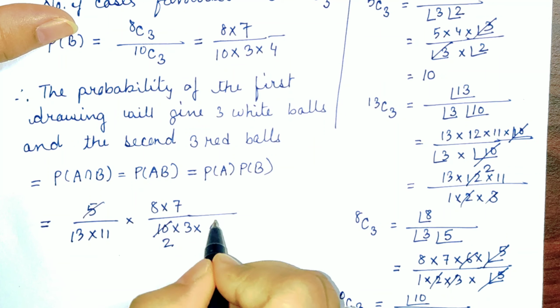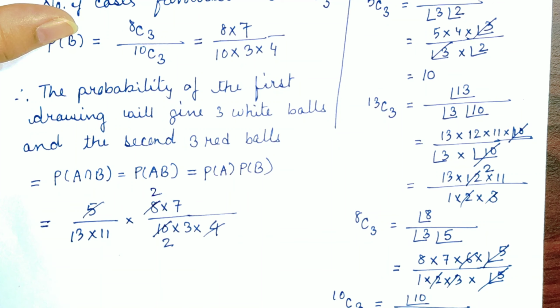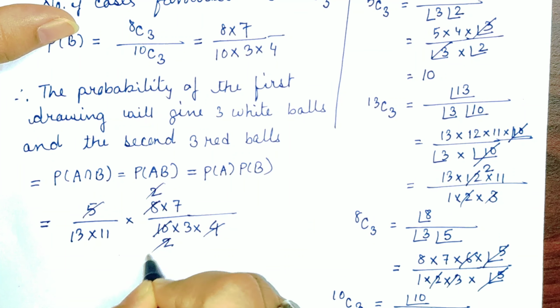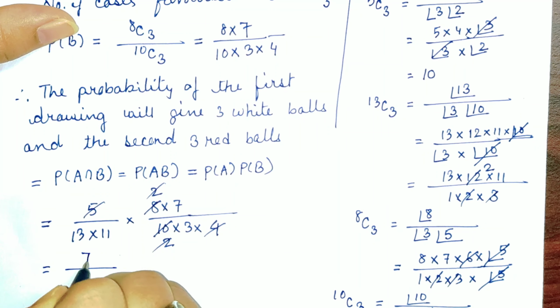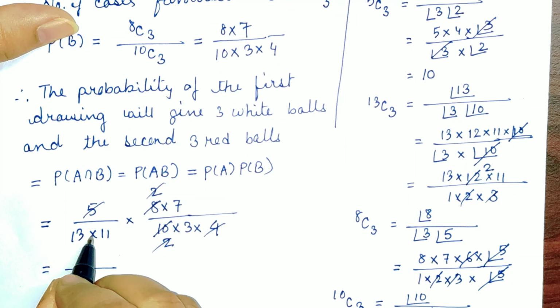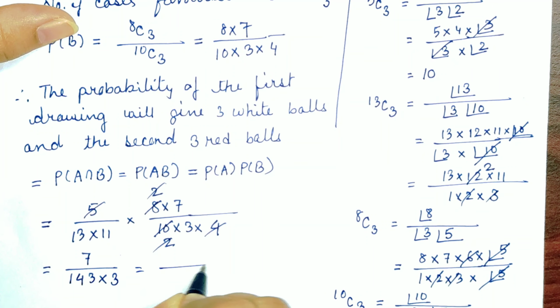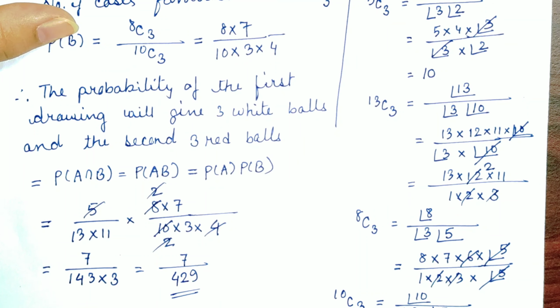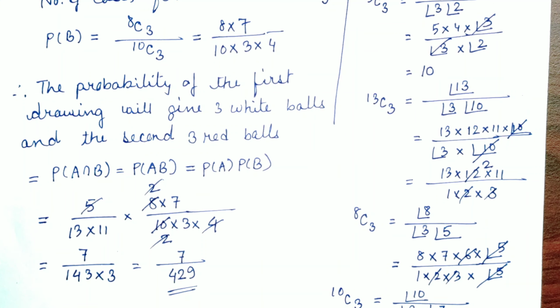4 divided by 2 is equal to 2, and 2 cancels out. So 7 remains here. 13 into 11 value is equal to 143 into 3. 7 divided by 429 is the answer for this question.